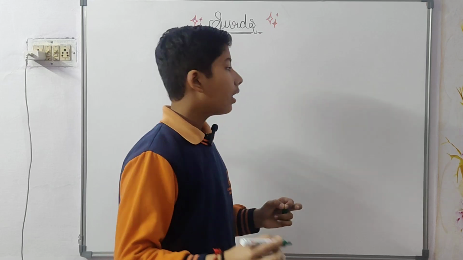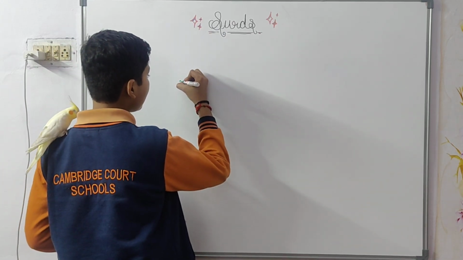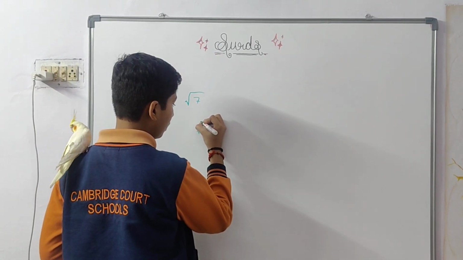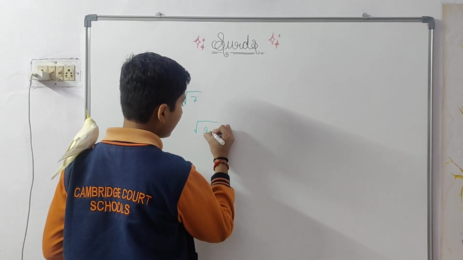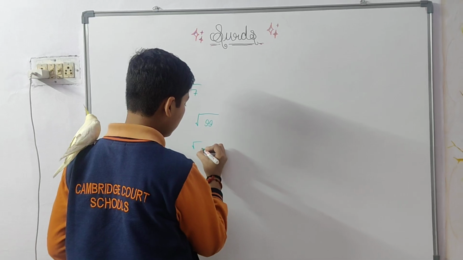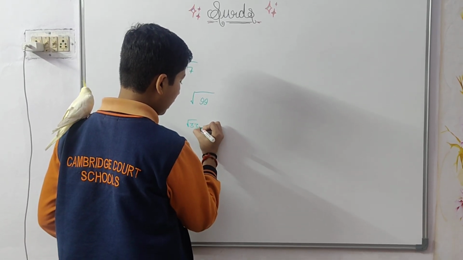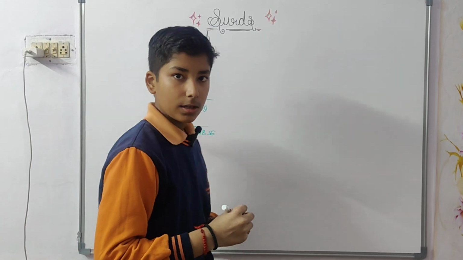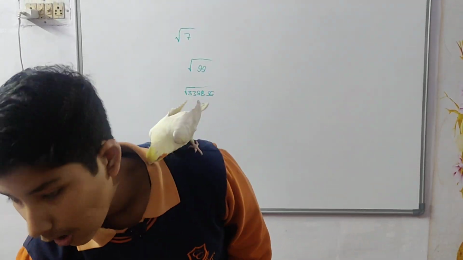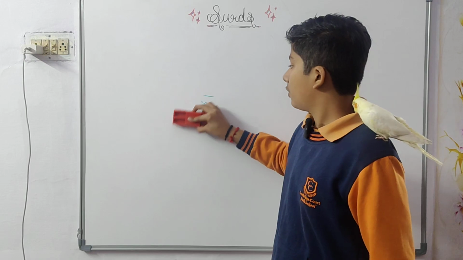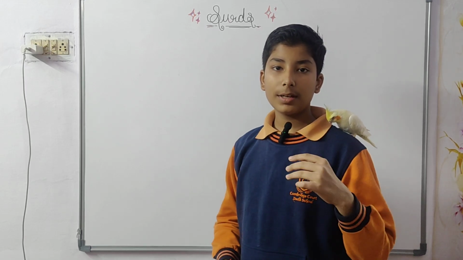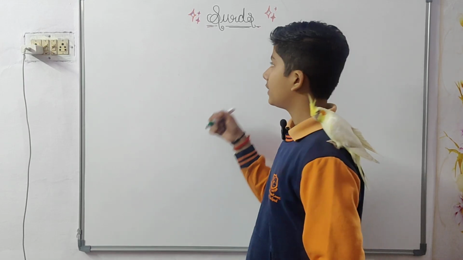Okay, so every irrational root like root 7 or root 99 or root 339856, any number you can take which is not a perfect square will be known as surd. So see, surds are divided into two parts.